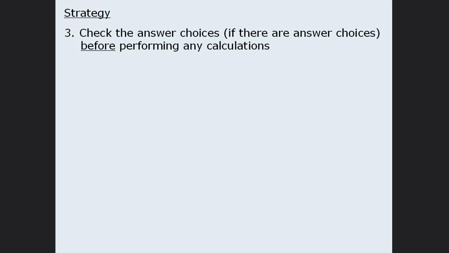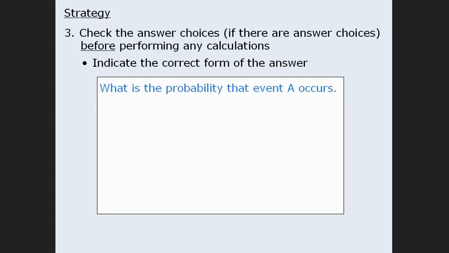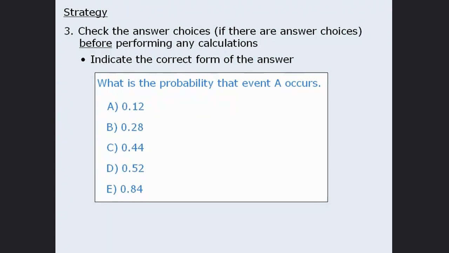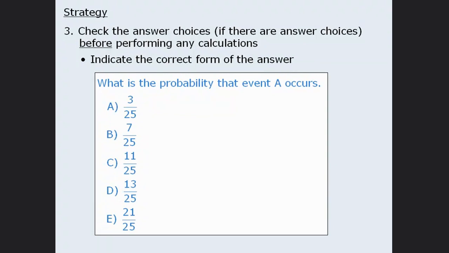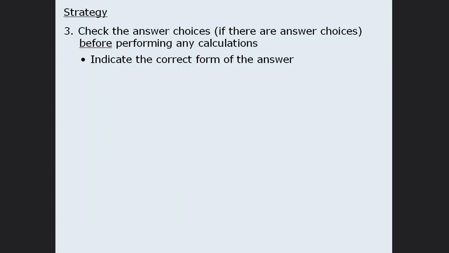There are 2 reasons for this. First, the answer choices will indicate the correct form of the answer. For example, if the question asks you to find a certain probability, the answer choices can be expressed either as decimals or as fractions. So if you don't know the correct form of the answer, you might unwittingly perform more calculations than are necessary.